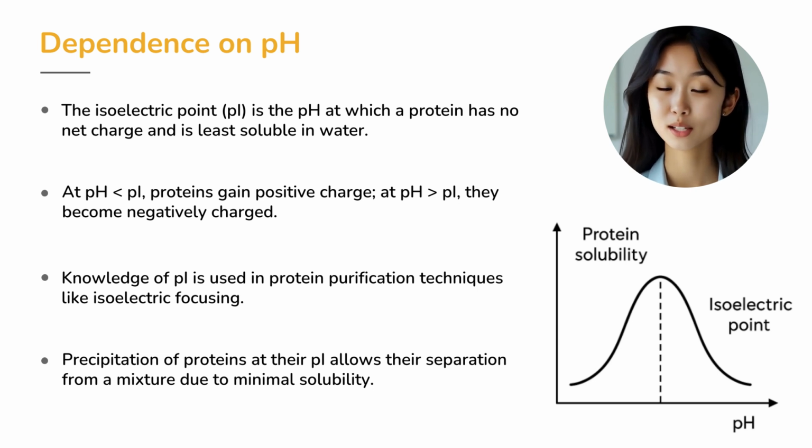Imagine a graph plotting protein solubility against pH, dipping down to a minimum clearly at the isoelectric point. This visual helps us predict when proteins will dissolve or drop out. Understanding pI is fundamental in biochemistry and pharmaceutical industries alike.